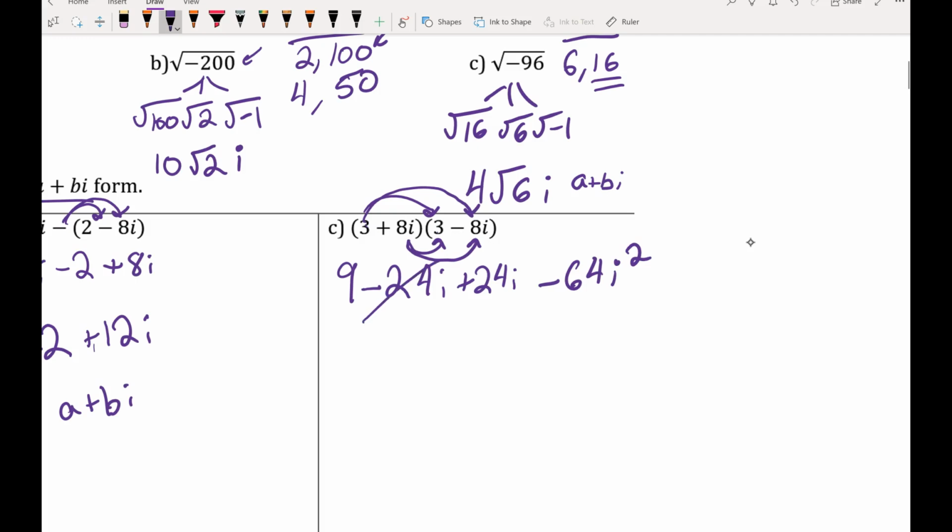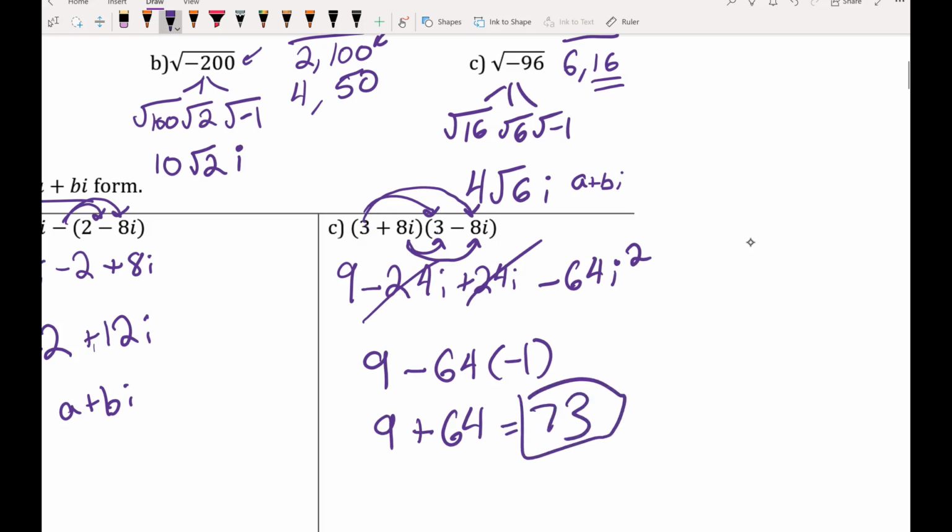Now you should notice the middle terms here cancel. Negative 24i plus 24i is just 0. And you're left with 9 minus 64, and remember i squared is just negative 1. So this just turns into 9 plus 64, because a negative times a negative is positive, to get 73 as a final answer.